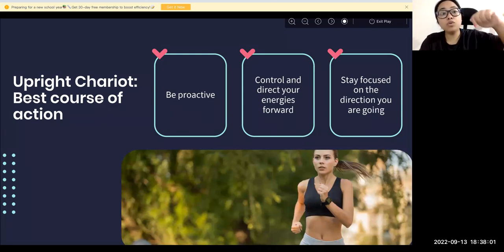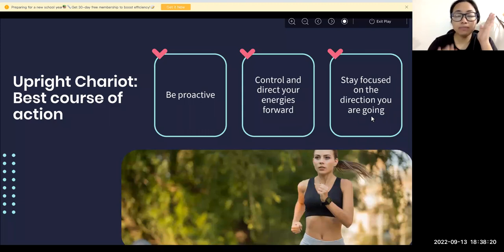Now if you want to achieve something in life, then you have to have the power, no? You have to have control. Simple. So that is the advice you can give in all areas of life, whether it is health, whether it is relationship, whether it is anything in life. Stay focused on the direction you are going.